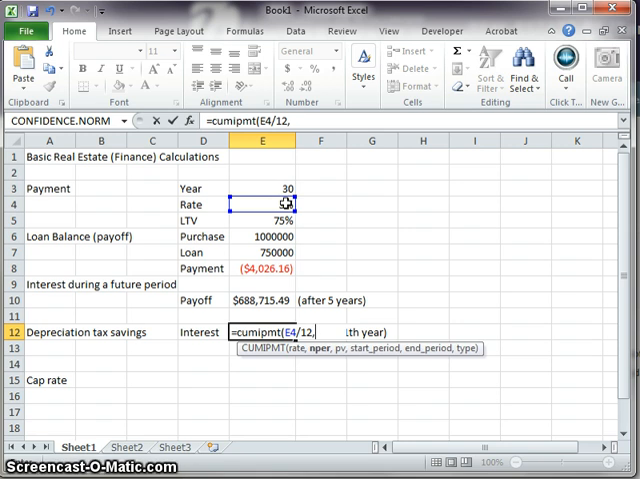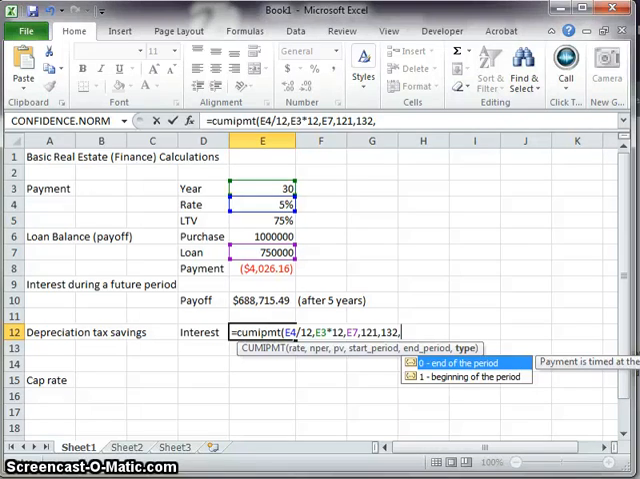The number of periods is the periods for the entire loan, so we're looking at the total, so we're going to have our 30 times our 12, and our original present value, which was our 750,000. Again, we could multiply the million times the 75%. And now, if we're going to be looking at the 11th year, we're going to look at the first month of that 11th year, and that's going to be the 121st period. And the last payment for that year is going to be 132. So we put 132 in there.